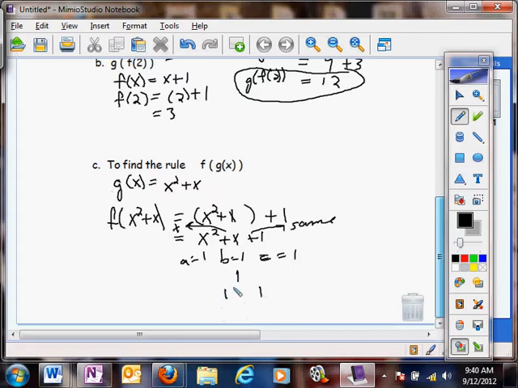Well, these two multiply to 1, but do they add to 1? And the answer is no, they don't. This is not factorable, which means it's prime. That is your answer right there: x squared plus x plus 1. So f of g of x is x squared plus x plus 1. And these aren't too difficult as long as you start from the inside.